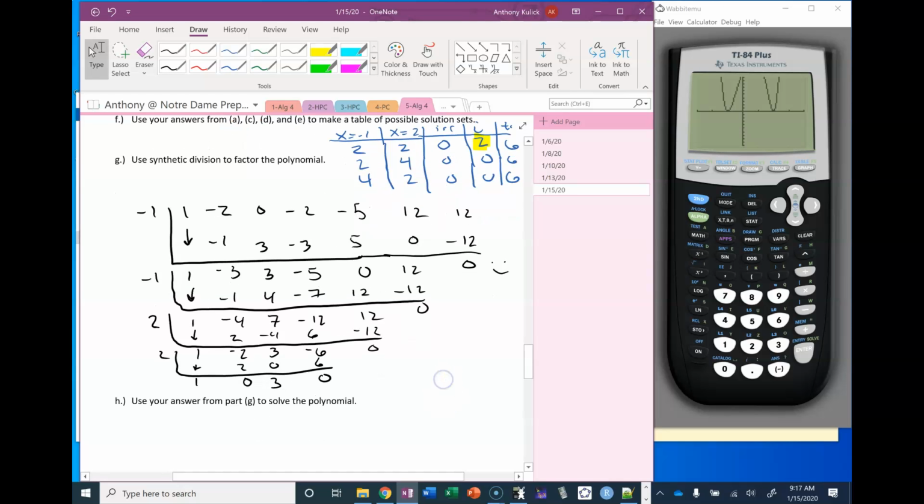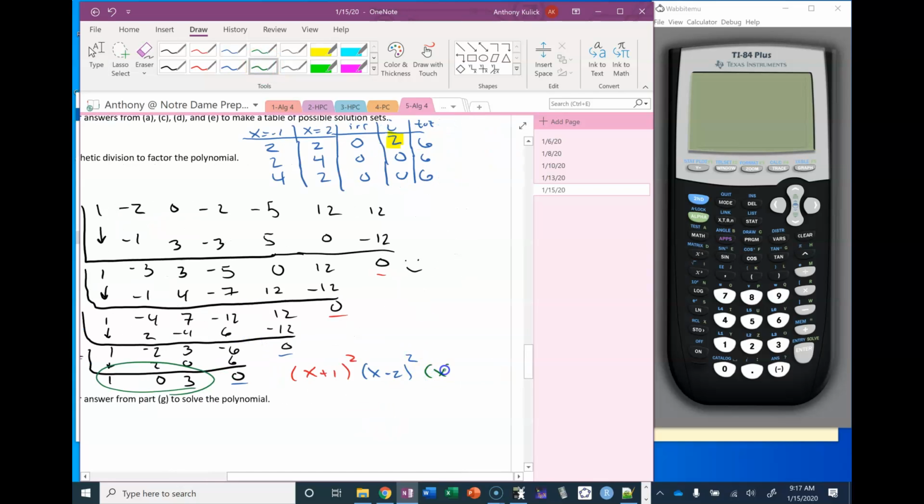So if I do this, I get -1 gives me a 0 remainder, so I know x plus 1 is a factor, and it happens twice. 2 gives me a remainder 0, so x minus 2 is a factor, and that happens twice. And then I have this stuff left over, which is not factorable, so I know I'm done. This is my factored form. It turns out that we were in the first of those 3 possible solution sets, the one with the 2 imaginary solutions. That's what's happening here.